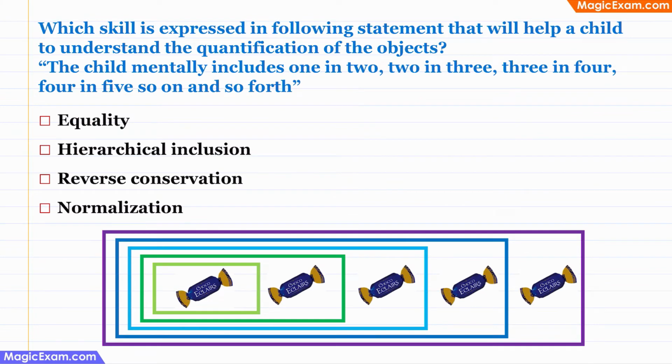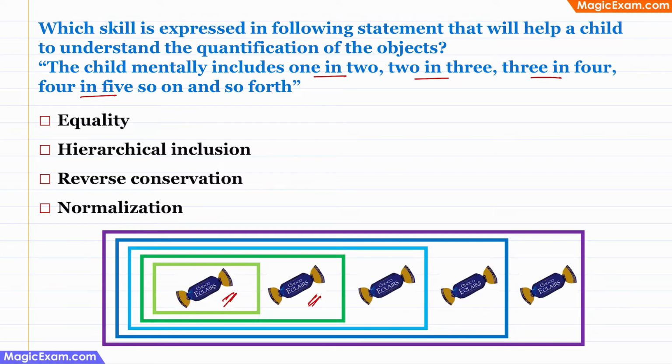Which skill is expressed in the following statement that will help a child understand the quantification of objects? The child mentally includes 1 in 2, 2 in 3, 3 in 4, and 4 in 5, and so forth. So here what is being mentioned is that if the child is talking about 2, then the child is mentally including 1 also in the 2, because if I say 2 chocolates, it means that there is already 1 chocolate and this is the second chocolate.